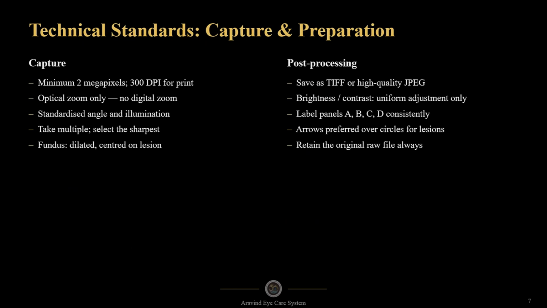So all these have been covered previously, so just rush through it. All the journals will require a minimum of 2 megapixels with 300 dpi. Take multiple photos of the lesion and select the sharpest one. And if you're taking the fundus photo, take it in a dilated state. Don't compromise on dilatation, because with mid dilatation in small pupils, you'll get a lot of artifacts. Second, post-processing: save it in TIFF or JPEG, and when you're labeling it, use the top right or bottom right corner. Arrows are preferred over circles for pointing out any lesion, and retain the original raw files.